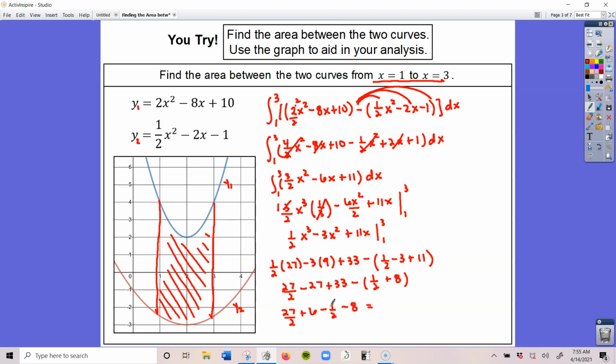27 over 2 minus 1/2 is 26 over 2. And then 6 minus 8 is negative 2. 26 divided by 2 is 13. And 13 minus 2 is equal to my final answer of 11.